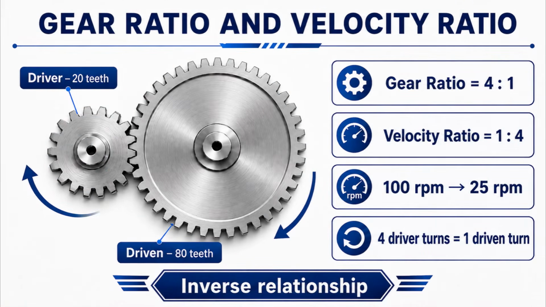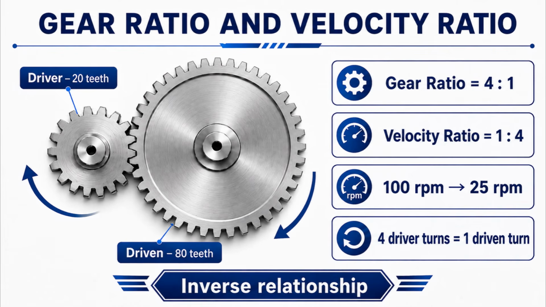Gear ratio and velocity ratio describe 2 different things. Gear ratio compares the size of the driven gear with the driver gear. In this example, it is 4:1. Velocity ratio compares their rotational speeds. Here, it is 1:4. They are the inverse of each other. This means when one ratio is turned around, you get the other.